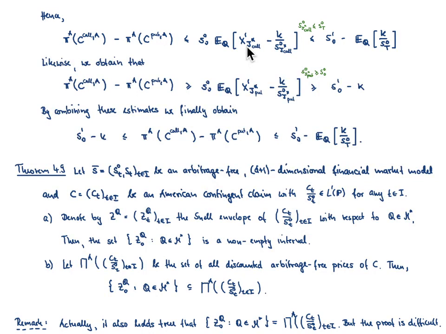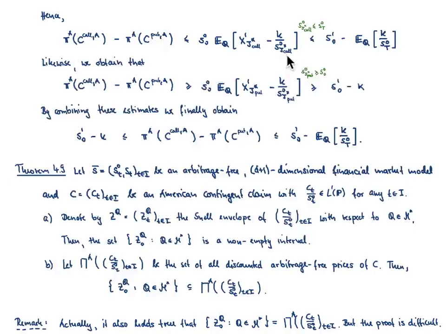And if you now figure out these two cases, when one of these two is zero, you see clearly that you can write that in the following form, namely that's just the discounted price process at time point tau star call minus this ratio, strike price divided by the numerator evaluated at tau star call.